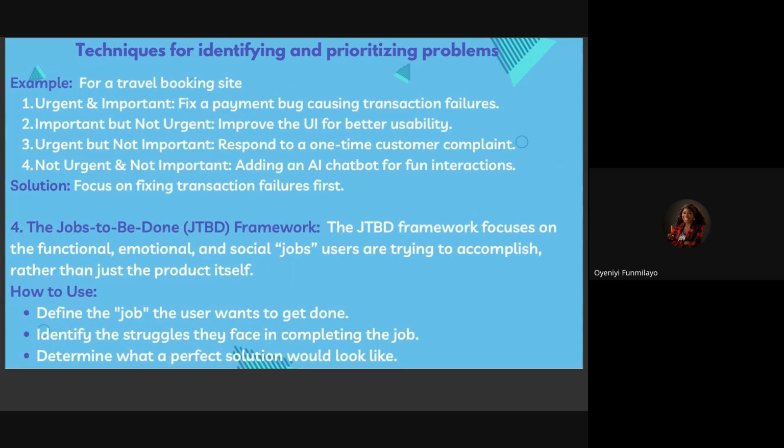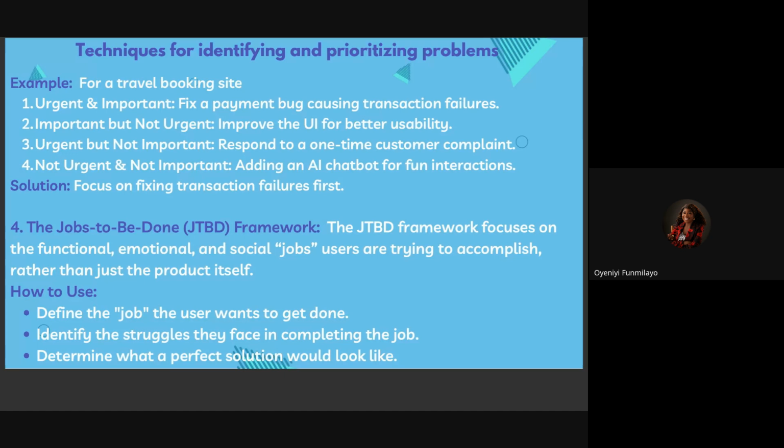So here's an example of how it works. For example, a travel booking site. How it works is urgent and important. What are the urgent and important things we need to do for this travel booking site? The urgent and important task to do first is to fix a payment bug causing transaction failures. Yes, that's the most important thing you need to do because we need money, right?